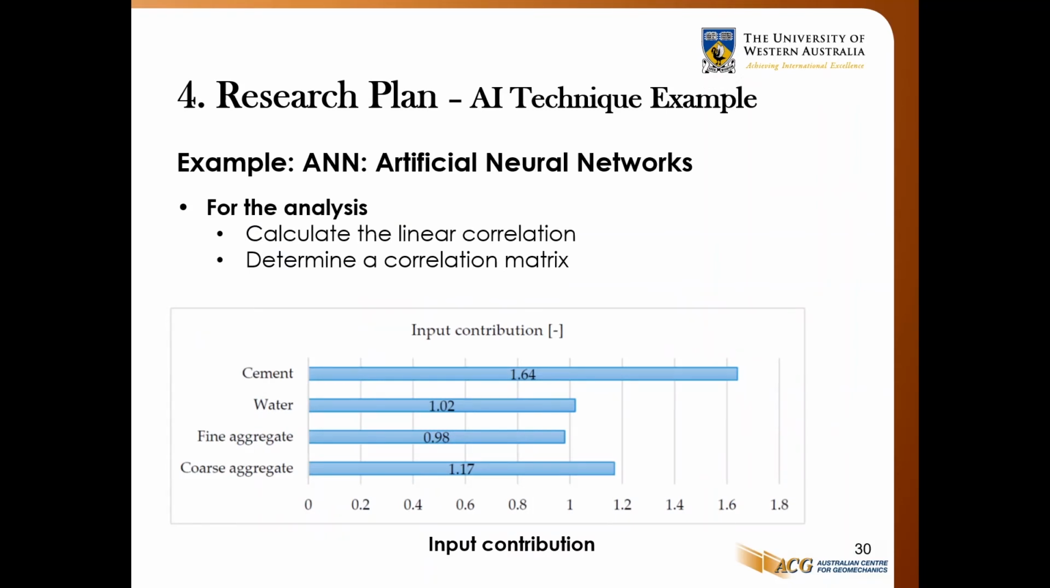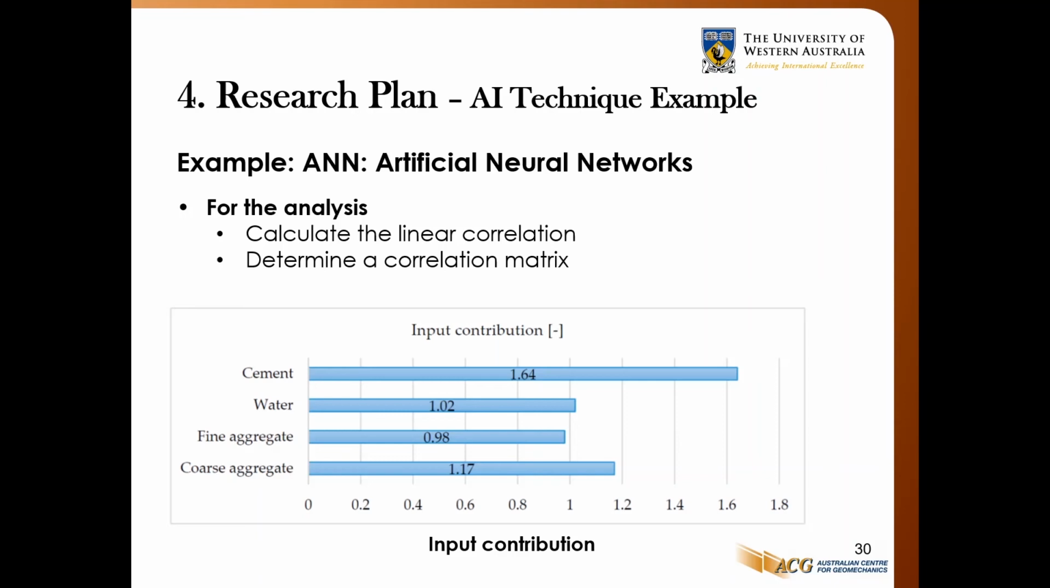And they use the ANN to analyze, and they calculate the linear correlation and determine a correlation matrix for the analysis. And they also assess the input contribution, the impact of individual variables on the output results, which is the compressive strength. We can see in this figure that the input contribution of the cement is over 1, which means it has more contribution to the compressive strength. And we can see that cement is the most important parameter in the concrete mix design.